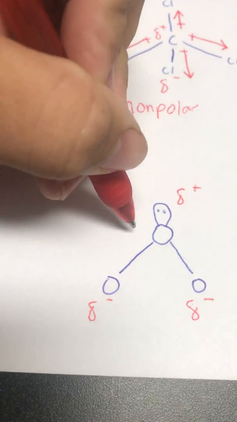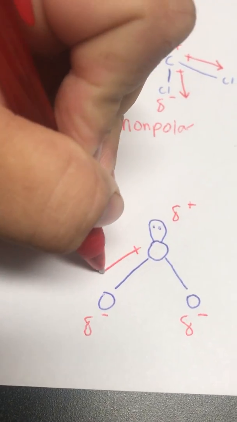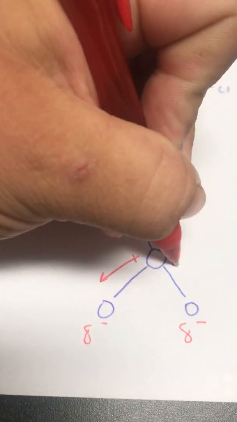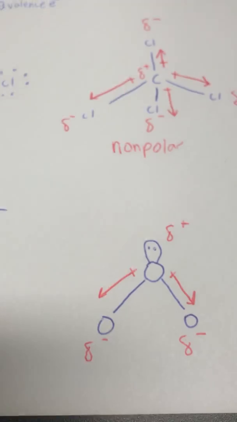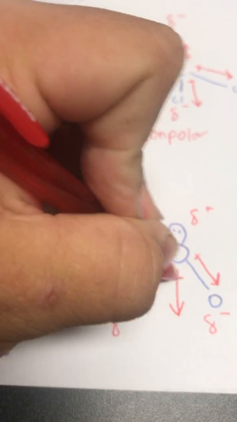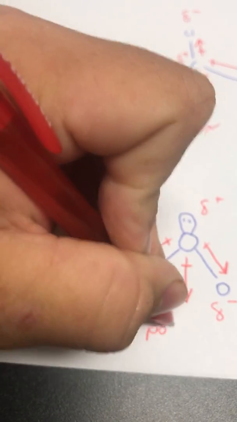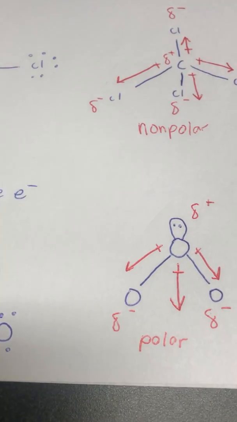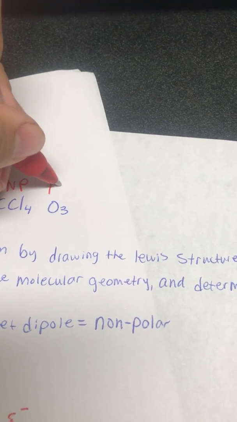This means that we will have 2 dipoles going towards the outside oxygen atoms, and it is easy to see that these dipoles will not cancel, and we will have net dipole movement in this direction, and this molecule will be polar. Let's go back to our original problem, and write that it will be polar.